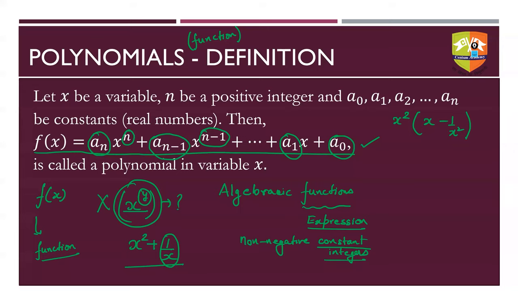Now, clearly you're saying x squared into x minus 1 upon x squared is not a... Is this a polynomial? Yes or no? So this is a polynomial, yes. So hence you have to simplify first and then see whether something is polynomial or not. So this is very much a polynomial. Why? Because this is x cubed minus 1. Fair enough. What if x equals 0?